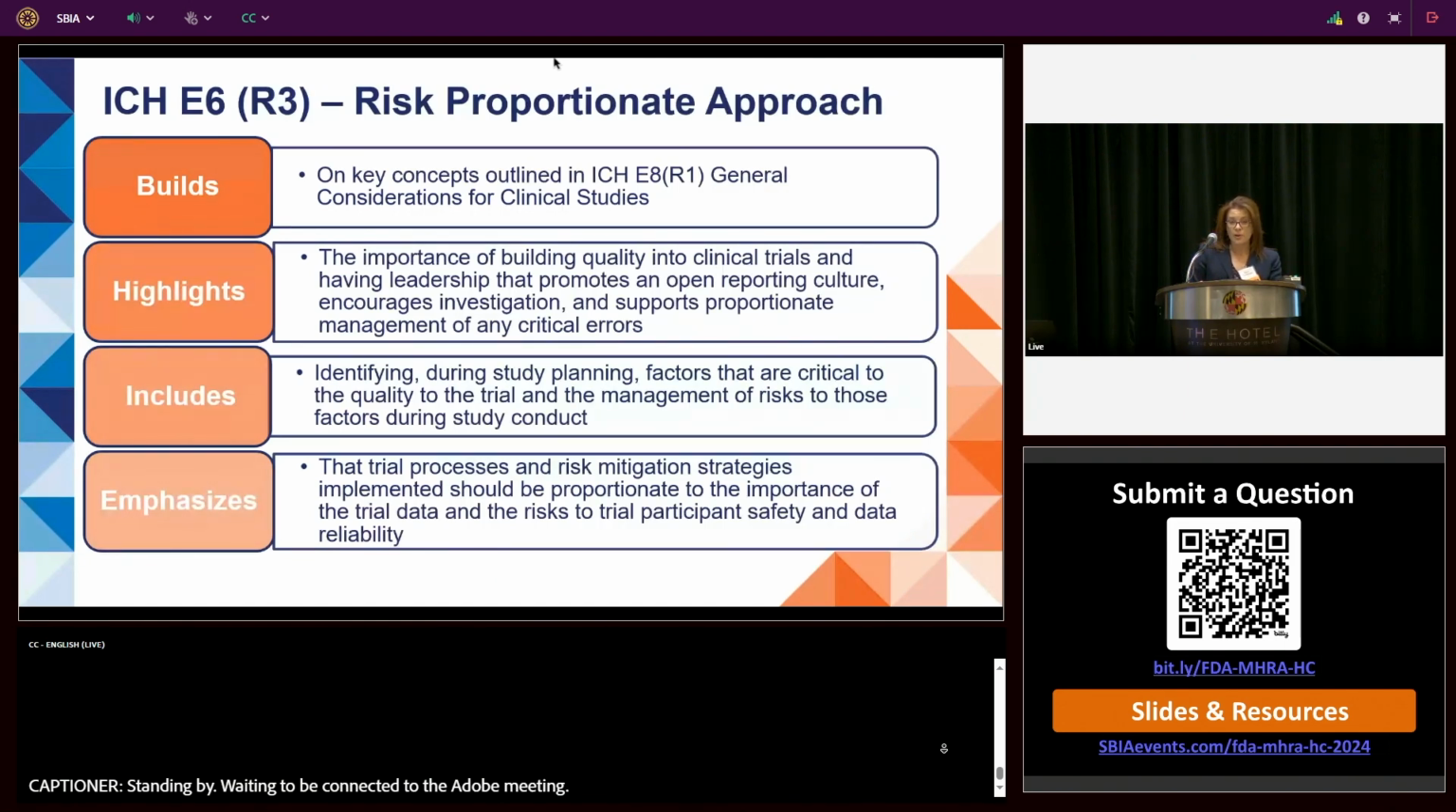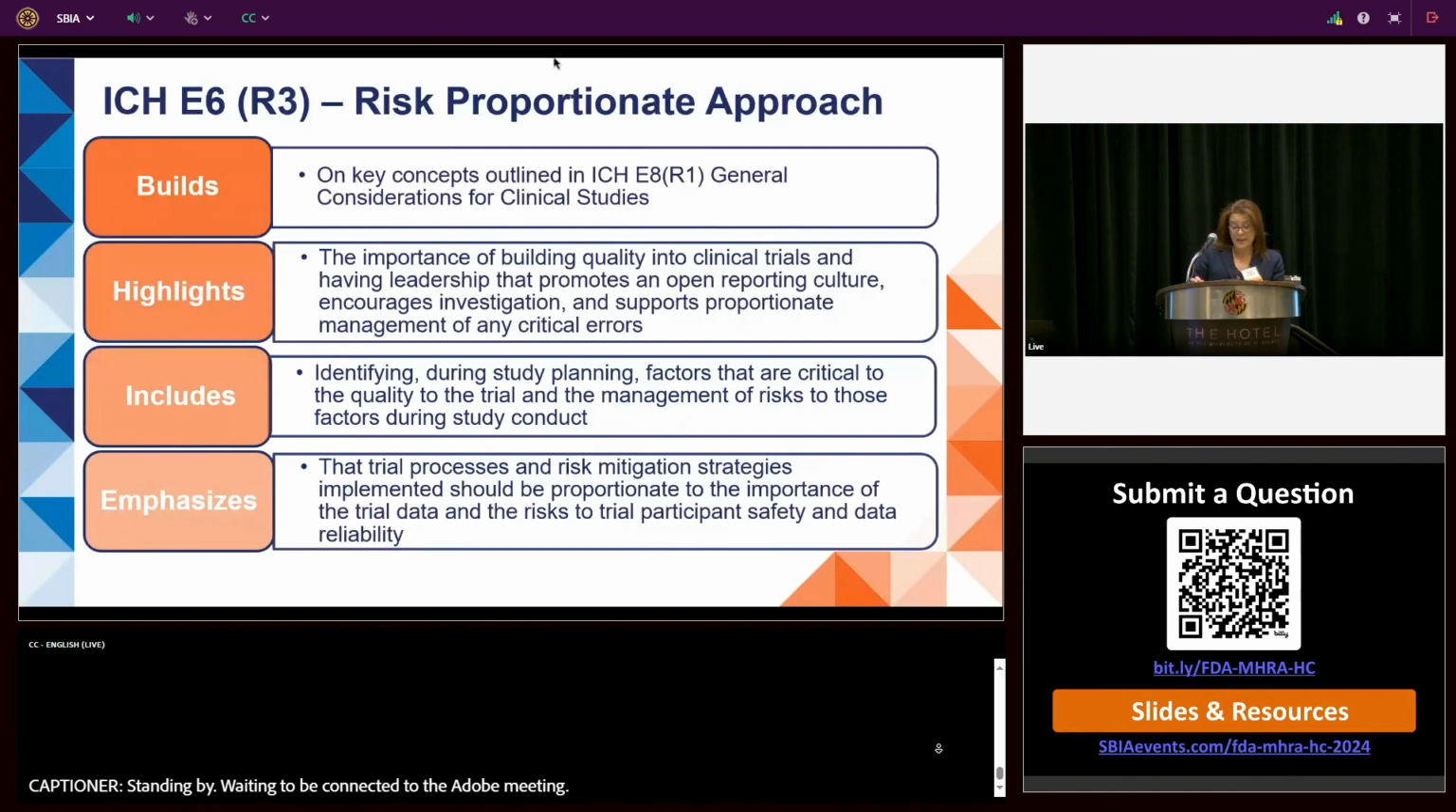So the draft E6R3 guideline builds on concepts in ICH E8R1, which is another ICH guideline that describes accepted principles and practices for clinical trial design and conduct. And E8R1 introduces and discusses in some detail the concept of building quality into the design of your trial. E6R3 highlights the importance of quality by design and fostering a quality culture, so one that values and rewards critical thinking and where leadership promotes open reporting, encourages investigation, and supports proportionate management of critical errors.